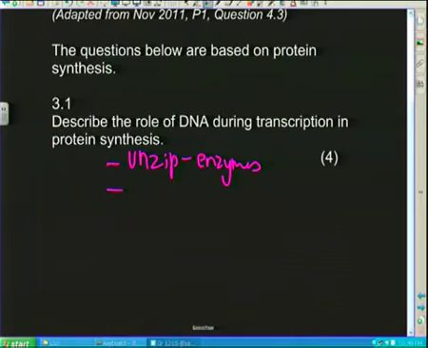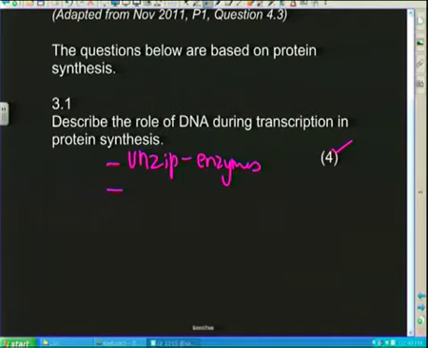Second of all, what must it be able to do? You see, it's 4 marks. That means you need to have 4 facts. Look at the mark allocation. Unzip with the enzymes. What else must it do? It must be able to form a template. It must become a template, because when it unzips, it makes that DNA open for the mRNA. So there we go. It's a template for mRNA.